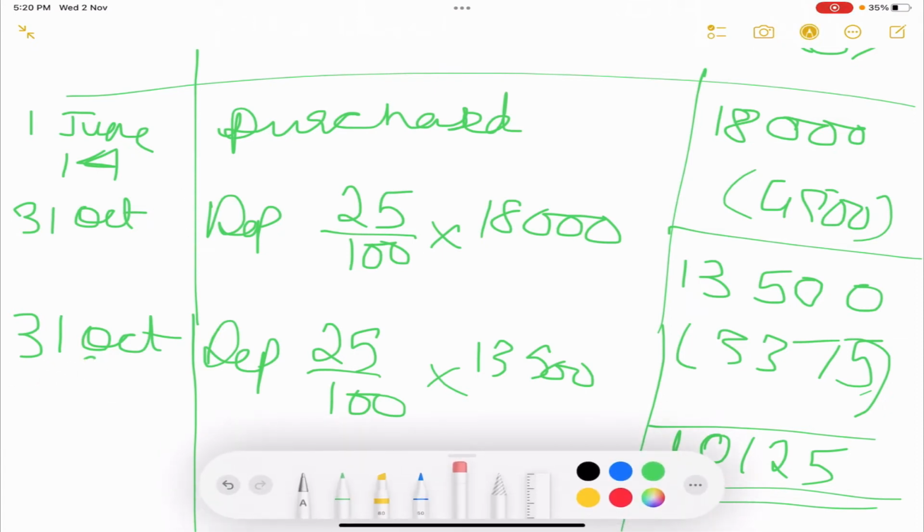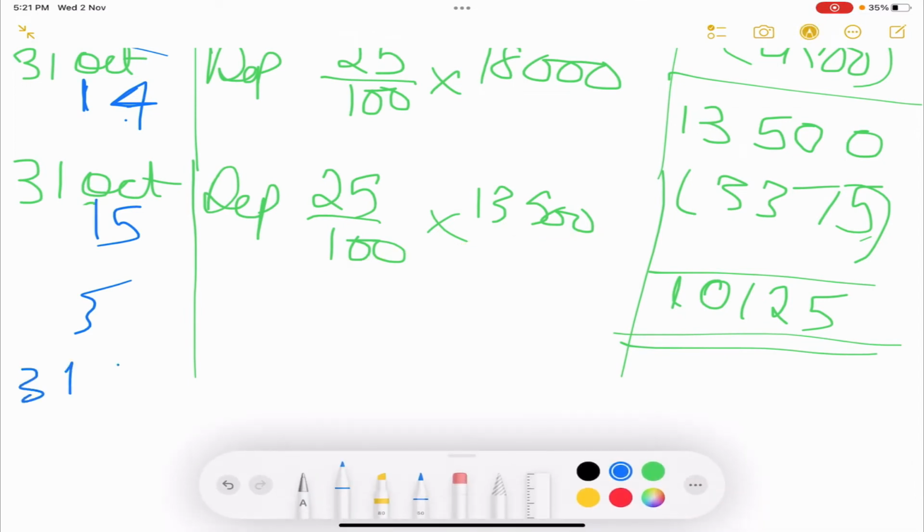We purchased it on 1st June 2014, right? So 31st October 2014 will also take place. Why? Because after June, October is there. So don't make this date mistake. Okay. So this would be 2015. So we have to calculate for one more year because we need it for 2016.